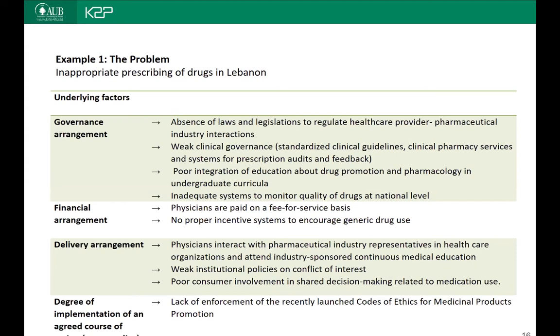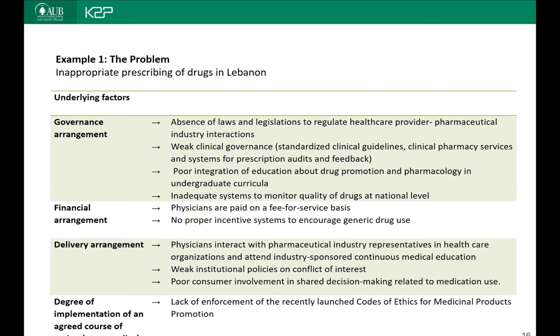We also found that there was weak clinical governance at the level of healthcare organizations, meaning that many healthcare organizations lacked standardized clinical guidelines, they lacked pharmacy services or systems for prescription audit and feedback. Additionally, at the level of education, we found poor integration of curricula and trainings about drug promotion and pharmacology in the undergraduate curricula.